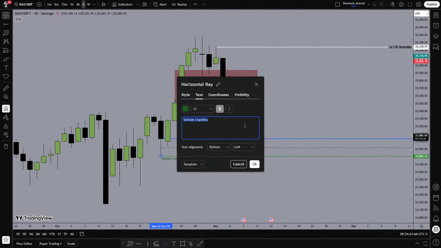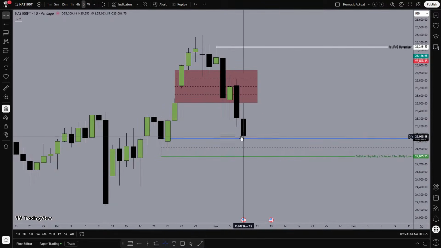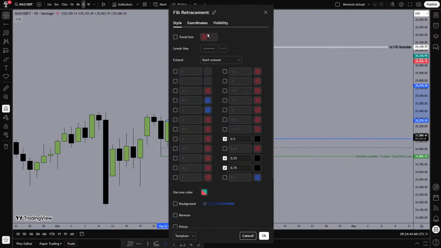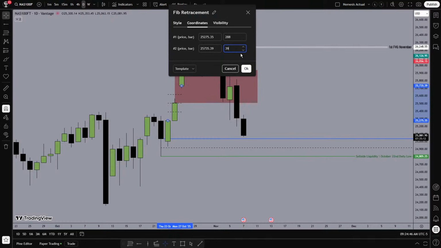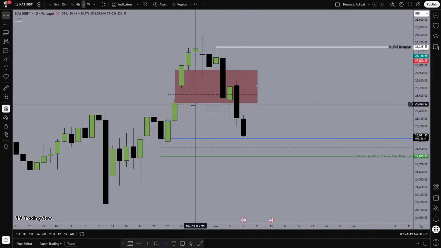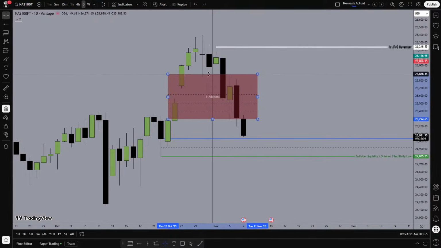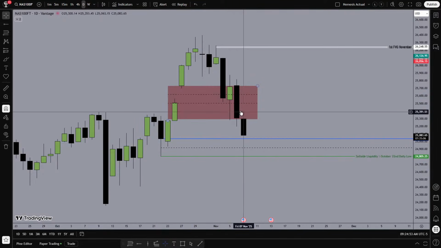So this is the October 22nd daily low. Just keeping the chart clean. That is the rejection block from the same day. There's this tiny volume imbalance, but we're not going to worry about that. So now I'm going to take my attention down to this inefficiency, this fair value gap.